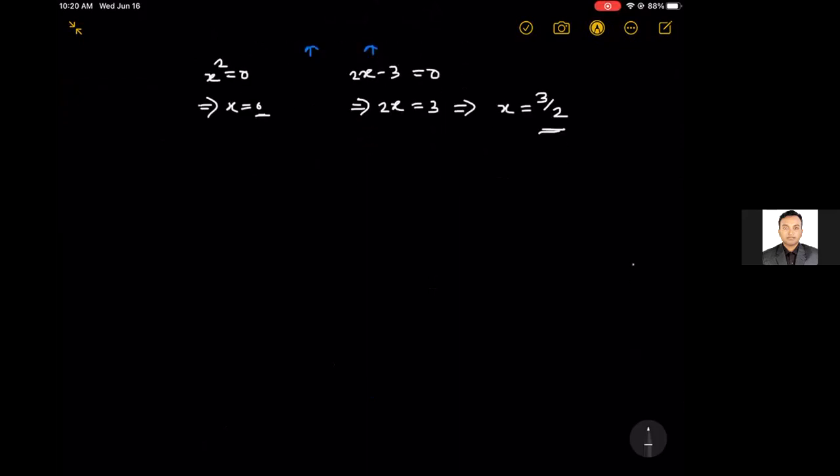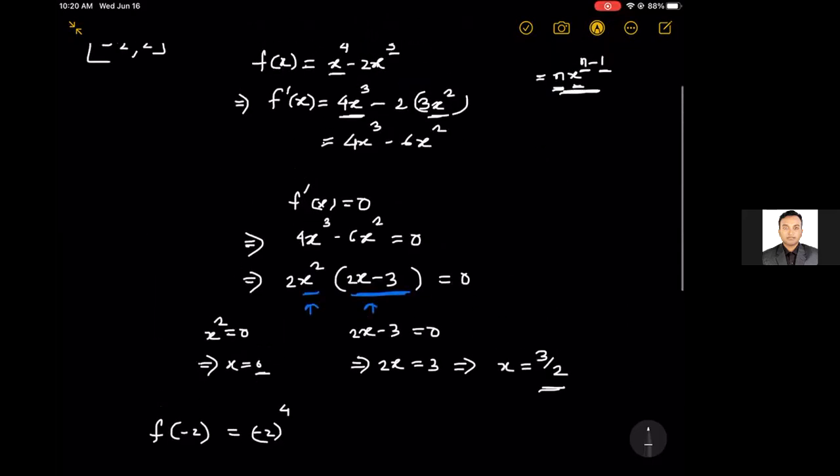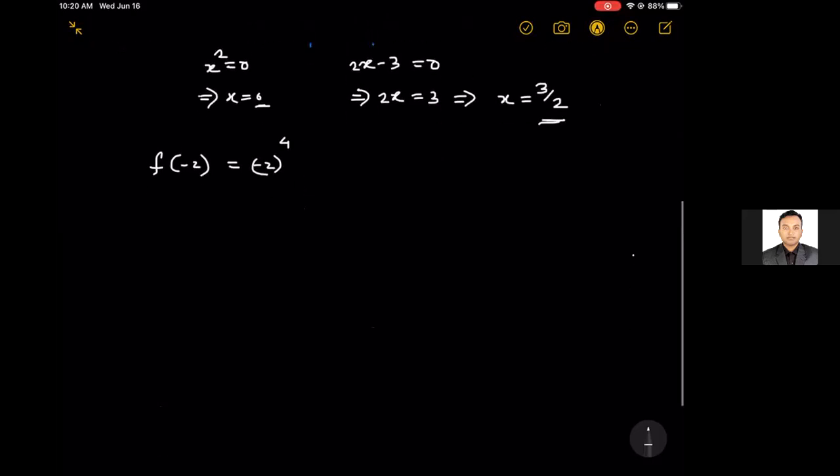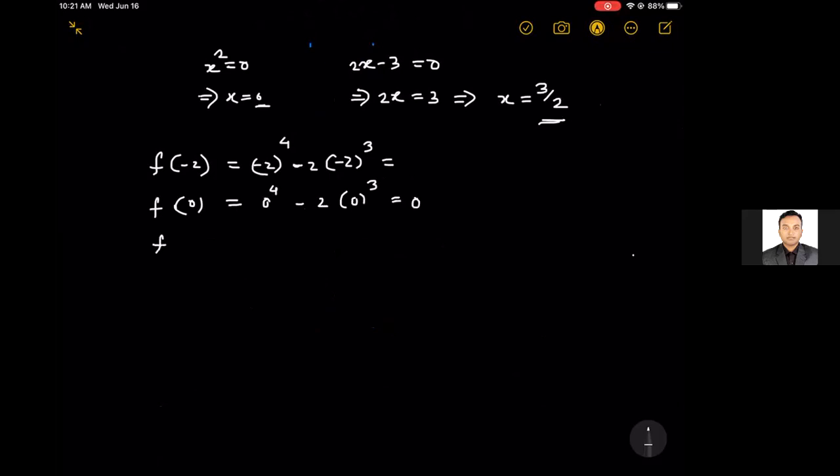Let's do that. Let's start with the leftmost point, which is -2. The function is x to the 4 minus 2x cubed. Can anyone do it for me? Then at the critical point 0, it's 0 to the power 4 minus 2 times 0 cubed. This is definitely 0. Then at 3 halves.